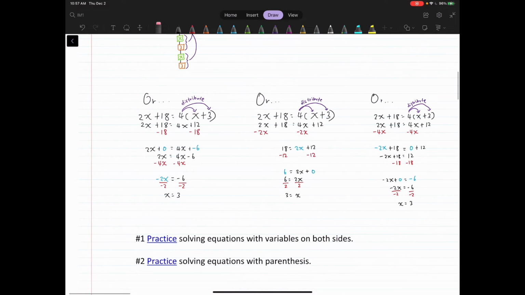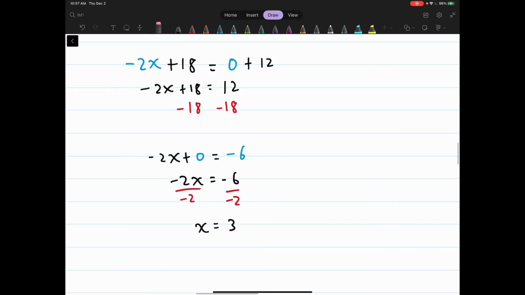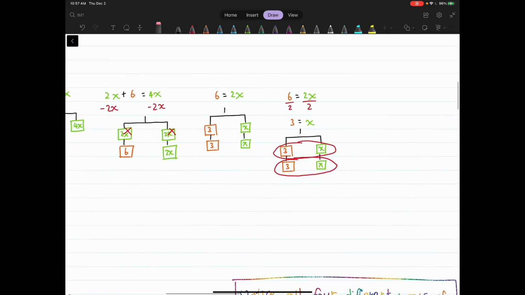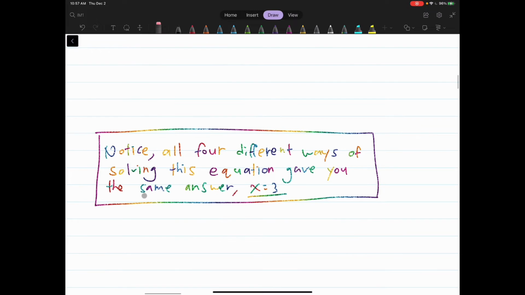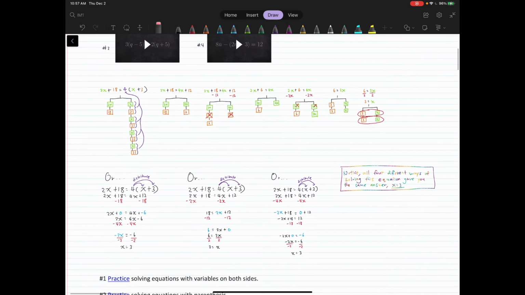So the cool thing about this is this. As you can see, x is equal to 3. 3 is equal to x. X is equal to 3. And even when I did it here, 3 is equal to x. What that all means is whatever way that I do it, the answer is x is equal to 3. So this is how you do multi-step equations.